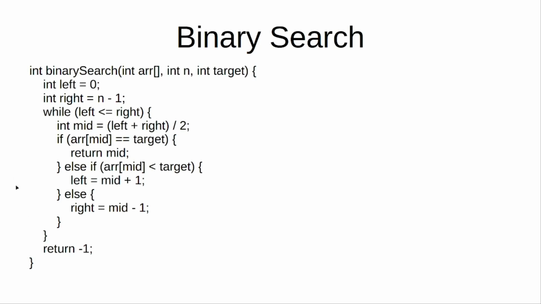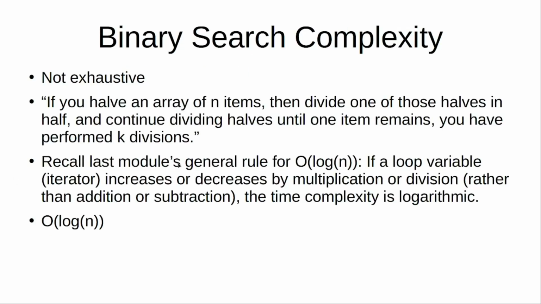So when we move on to look at binary search's complexity, binary search is not exhaustive. An exhaustive search like sequential search checks every single element one by one until it finds the target or it reaches the end. So it checks each value. Binary search skips most of the elements because at each step we are only examining one element, the middle one, and then discarding half of the array depending on whether the middle is bigger or less than the target.